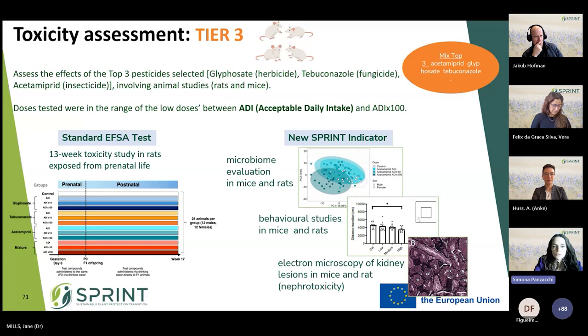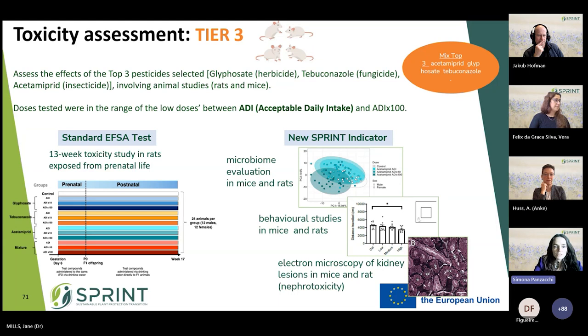All pesticides were tested at a dosage range considered safe, that is between the acceptable daily intake and the NOAEL, so the level with no adverse effects in rodents. For tier 3, also in this case, we used both the standard EFSA test and the new SPRINT indicators.